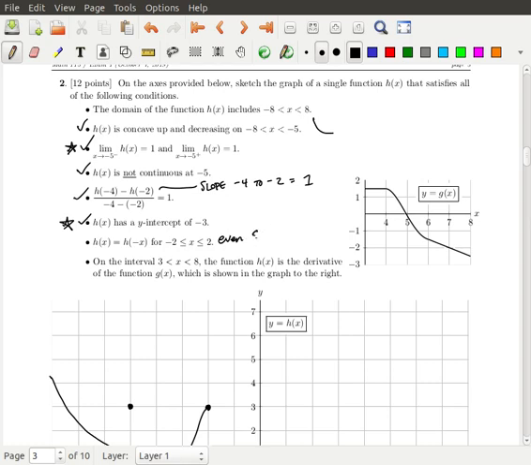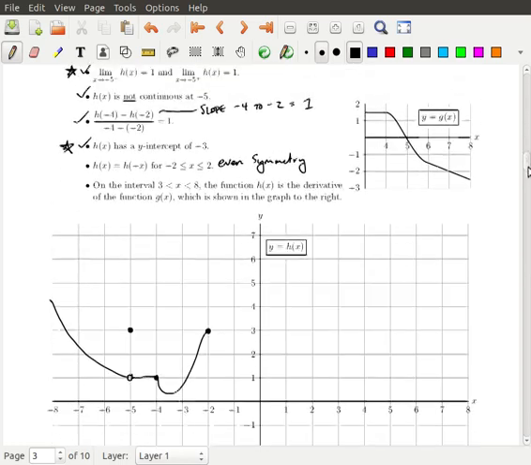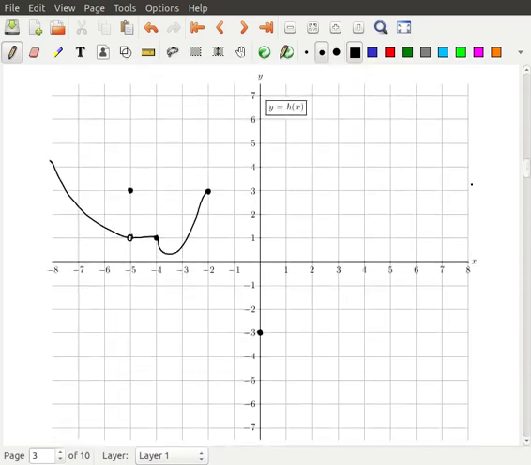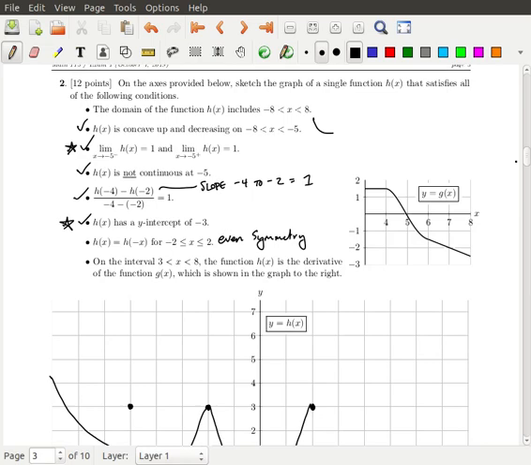So to have even symmetry, which means whatever happens on the negative side happens on the positive side. So let's just do that, and let's do it simply. Let's have a linear function come down to the intercept. And then to make it even, the same thing has to happen on the positive side, so we'll come back up. So now we're symmetrical across the y-axis.